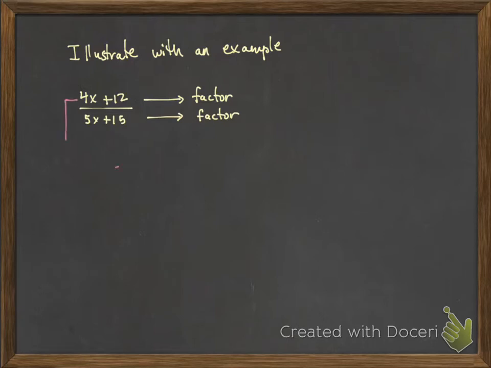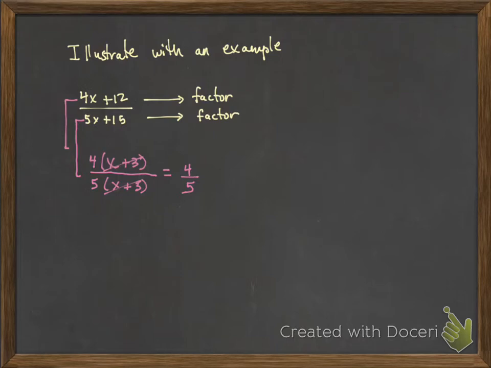So if we look at this top one, we realize we can factor out a 4, and that leaves an x plus 3 on the top. If we factor the bottom one, we can factor out a 5, which leaves an x plus 3 on the bottom. Now, since I have a common factor of x plus 3, I can cancel them, and I'm left with 4 over 5. All right, so that was a simple example.